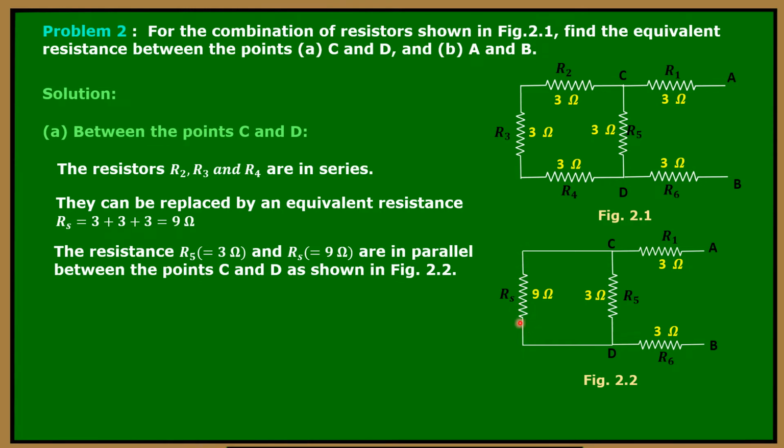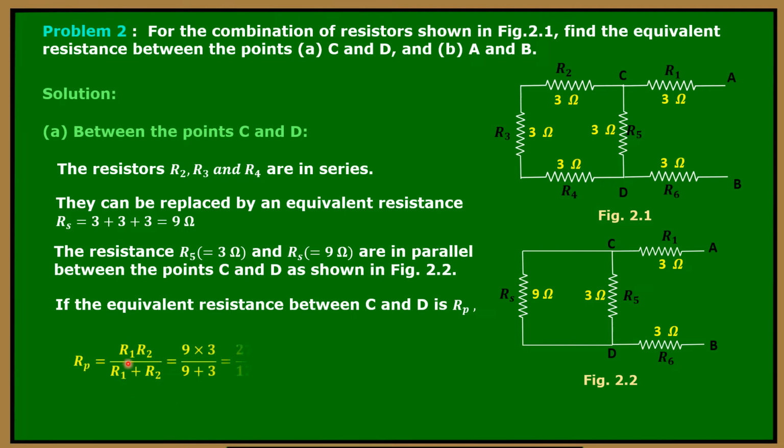Now this Rs is equal to 9 ohms and R5 is 3 ohms. Again these two are in parallel between C and D. So we have to calculate the equivalent resistance of 9 ohms and 3 ohms connected in parallel between C and D. We use the same formula, R1 R2 by R1 plus R2. If the equivalent resistance between C and D is Rp, why? Because these two are in parallel, for that reason I am taking the equivalent resistance as Rp.